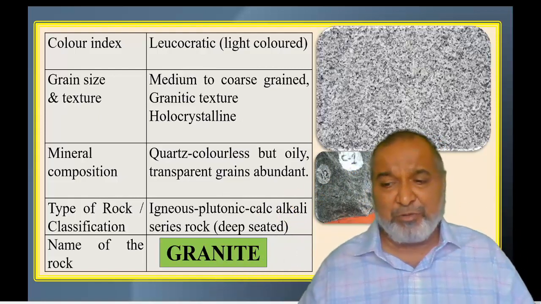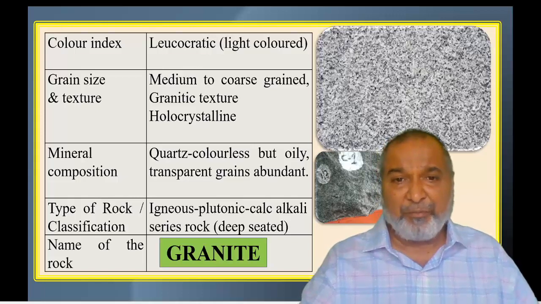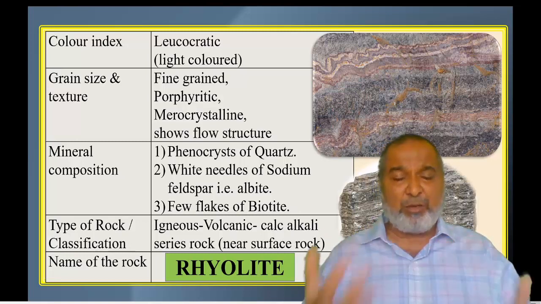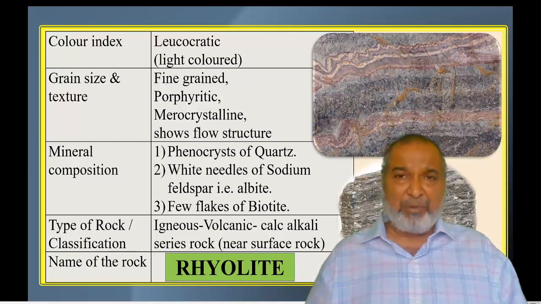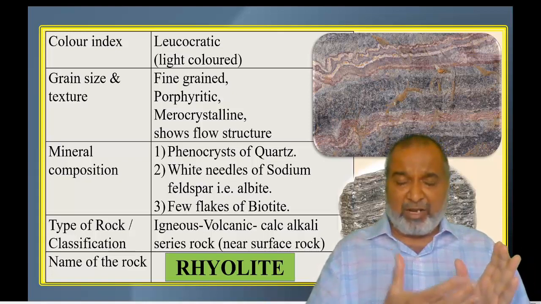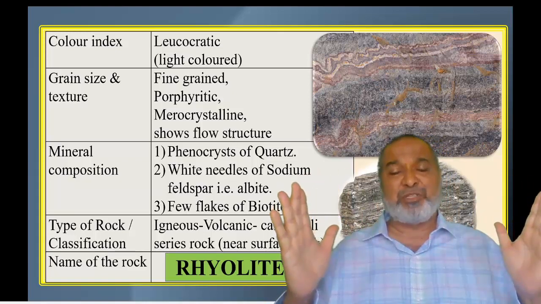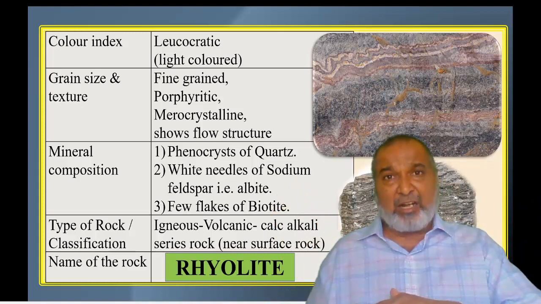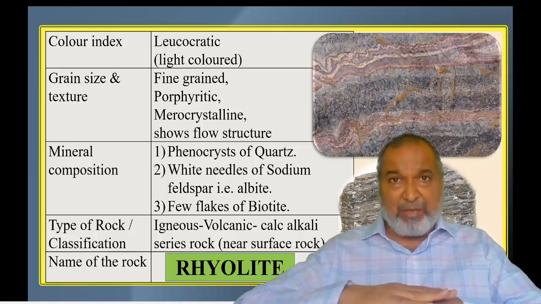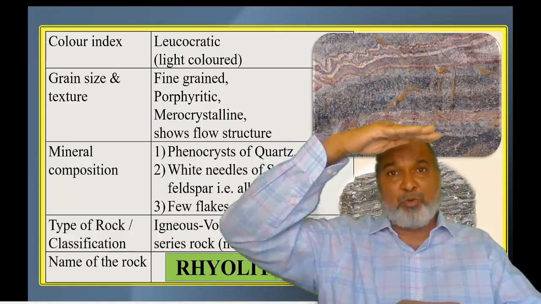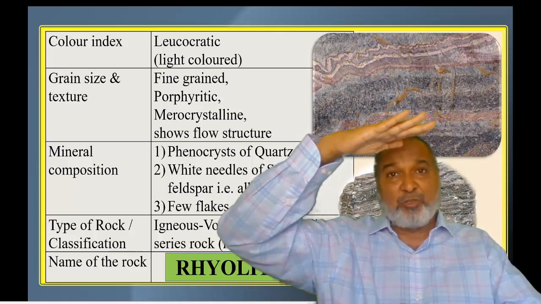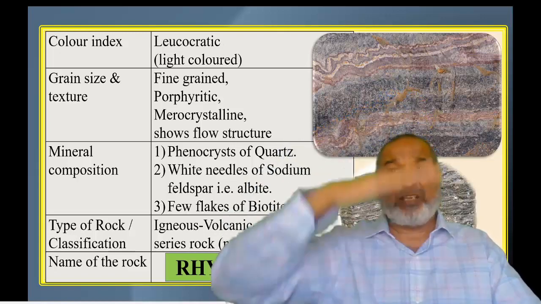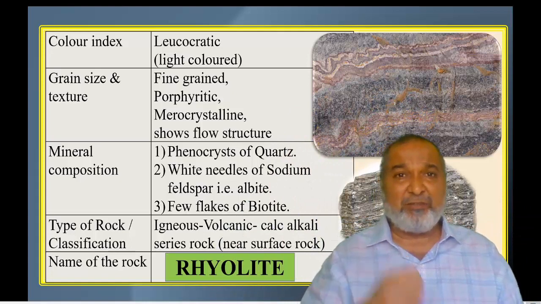This is the way you study igneous rocks. After granite, a similar one with the same composition is rhyolite. Both have the same composition, but granite crystallized at a greater depth; that is plutonic. The same magma erupted on the surface and crystallized there, so it is volcanic. These are the two differences, and that is very important.